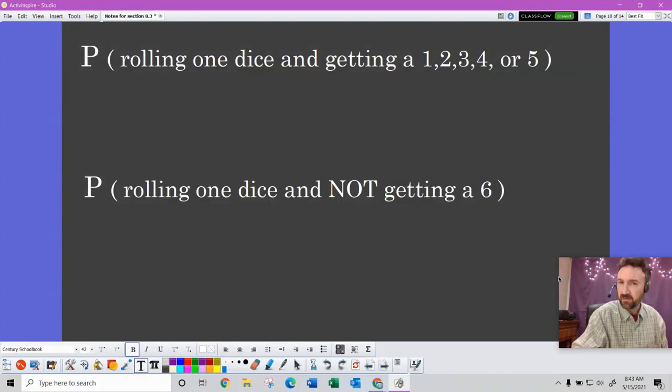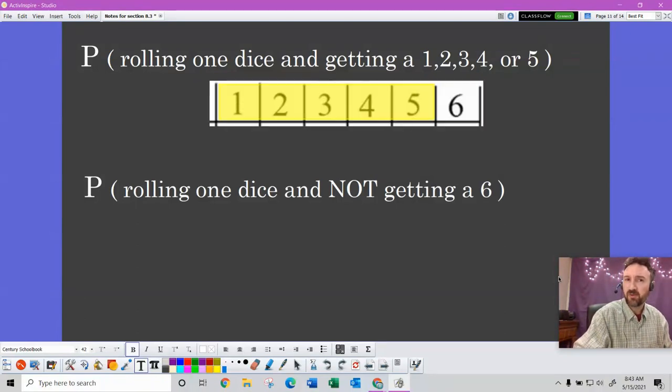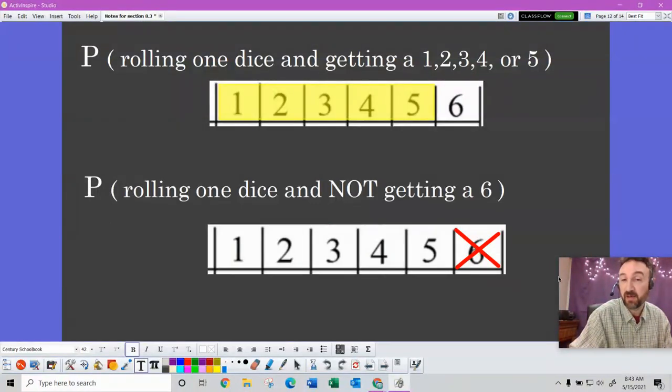And I wanted to show you something notationally here. So I've listed off 6 different possible outcomes here of rolling a die. You can get a 1, 2, 3, 4, 5, or 6. And I've colored in the possibilities of getting a 1, 2, 3, 4, or 5. So it looks like a 5 out of 6 probability if I consider each of those numbers to be equally likely. Now the probability of rolling a die and not getting a 6, well, that would be kind of crossing off the one space, and there's 5 left over, so it's the same probability.